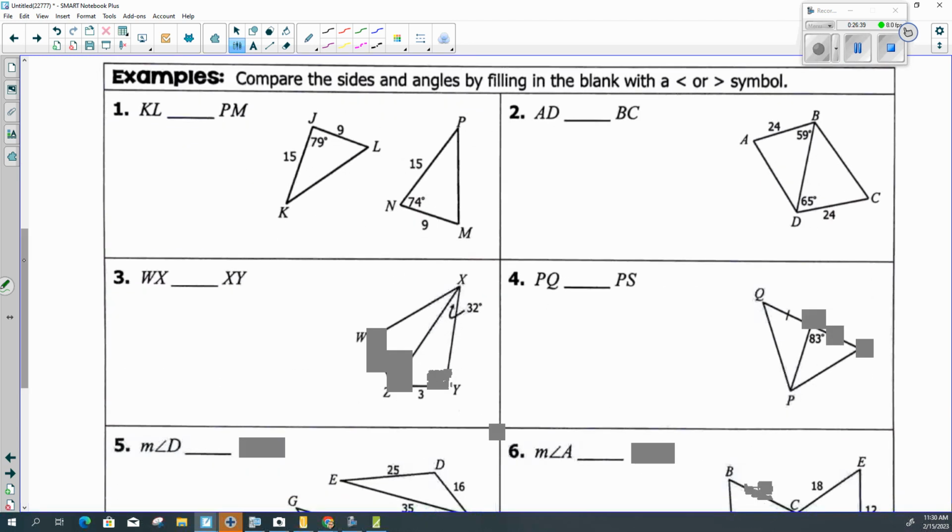Okay, so the first thing I'm looking for is what's the pencil, what's the marker? Right, so here's the pencil, here's the marker. We can use the hinge theorem now, because we've got two sides that are the same. So I'm looking at the 79 and the 74. Which one's bigger? The 79. So if the angle is bigger, the opposite side is bigger. So my little monster is going to eat the big one.